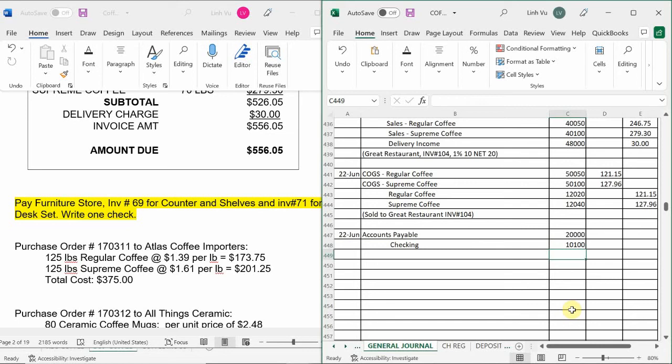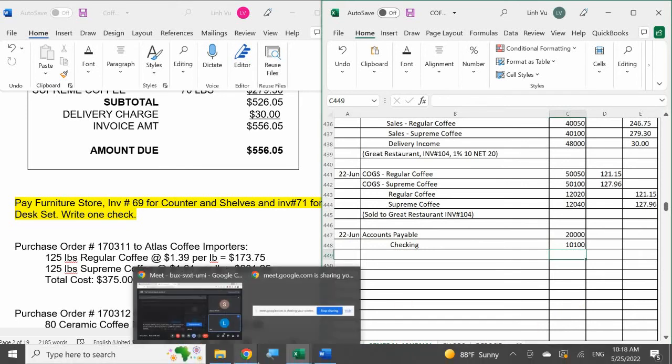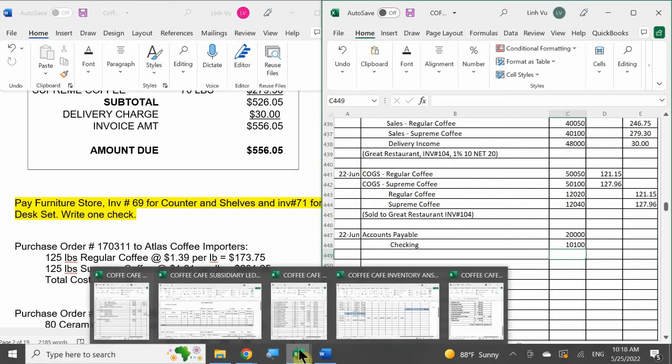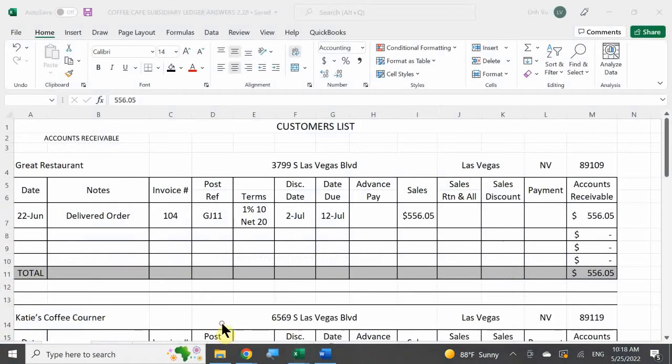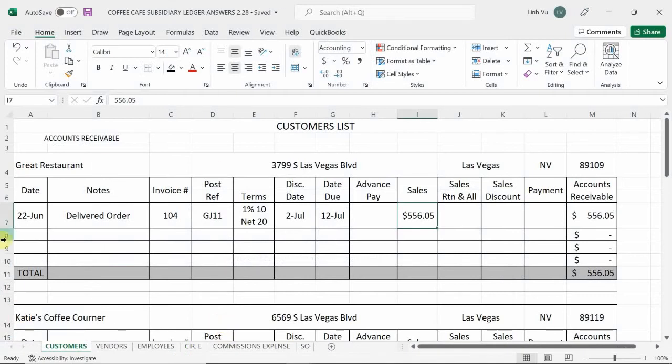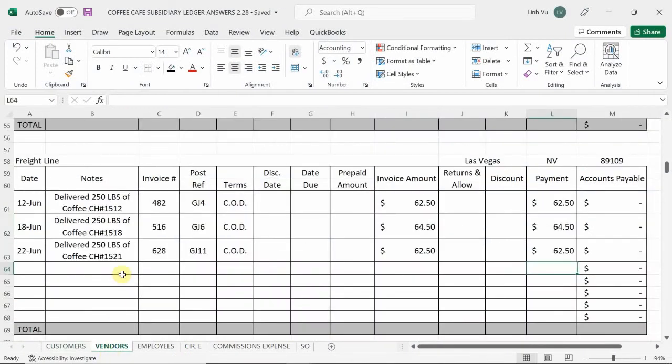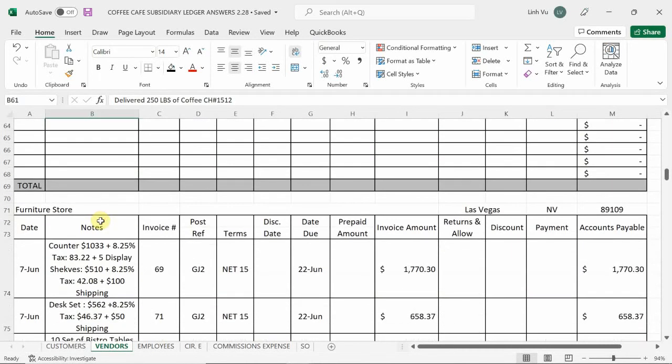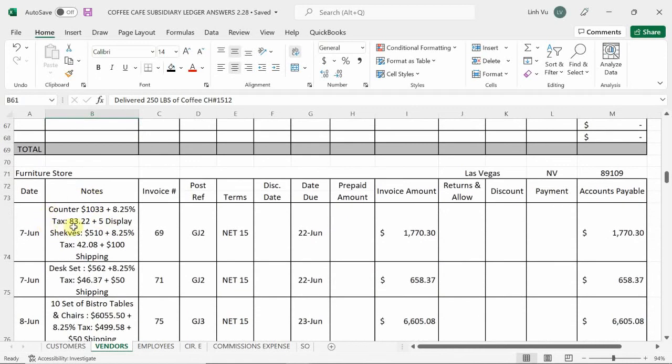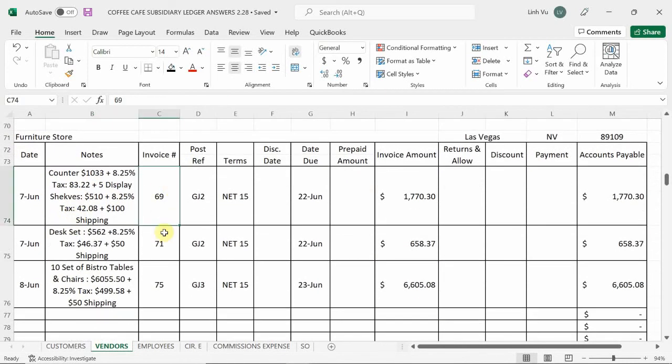Ledger. Subledger. Yeah, sub ledger. Okay? So in this case, we need to go to our vendor section, right? Because we are making a payment to furniture store. Okay, here you go, furniture store. Invoice number 69. How much do I owe on that one?